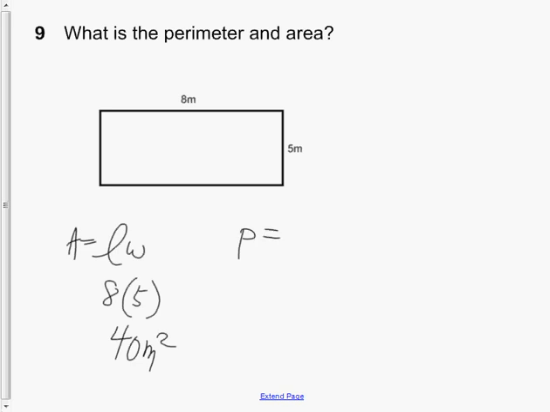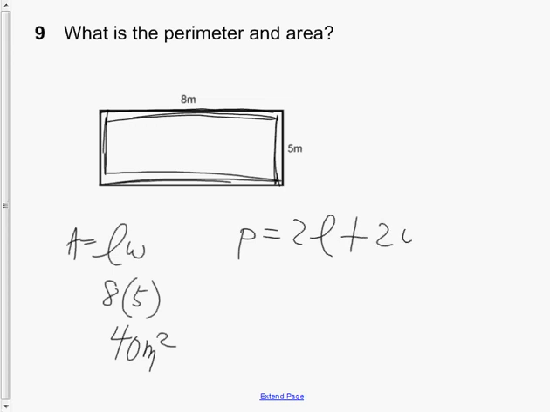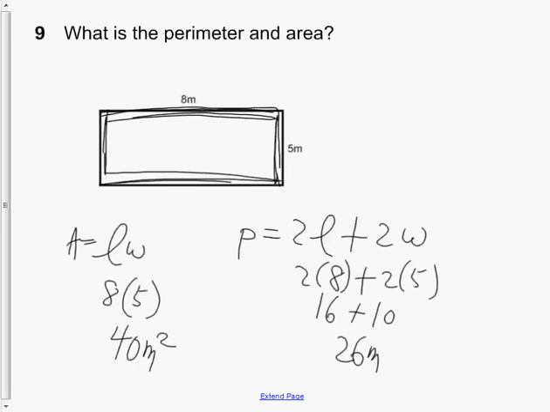For perimeter, we really have the distance around. It's going to be 2 lengths and 2 widths to make up the perimeter. So altogether, we'd have 2 8s that make up our perimeter, and we'd have 2 5s that make up our perimeter. So our 2 lengths are 16, our 2 widths are 10. So therefore, our distance around the whole shape, aka the perimeter, would be 26 meters.